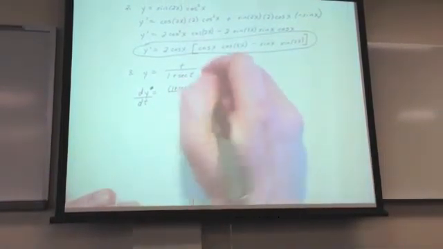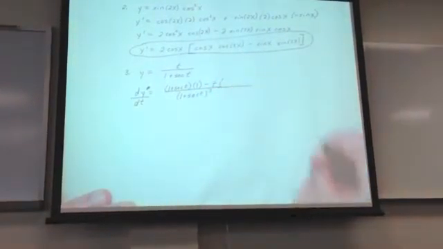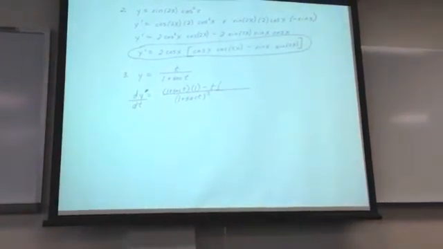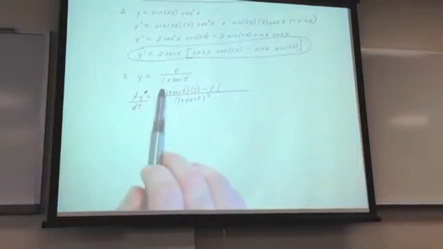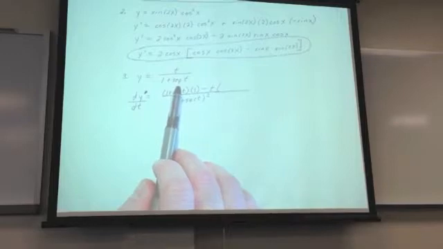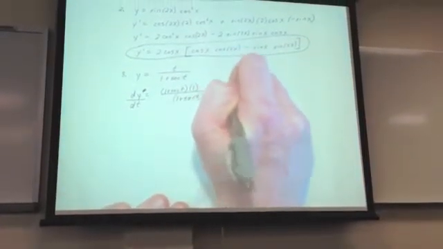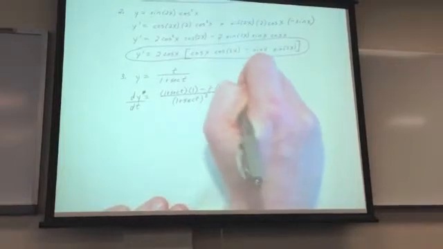Low d high minus high d low. Well, the derivative of the denominator. Derivative of 1 is 0. Derivative of secant t is just going to be secant t tangent t.